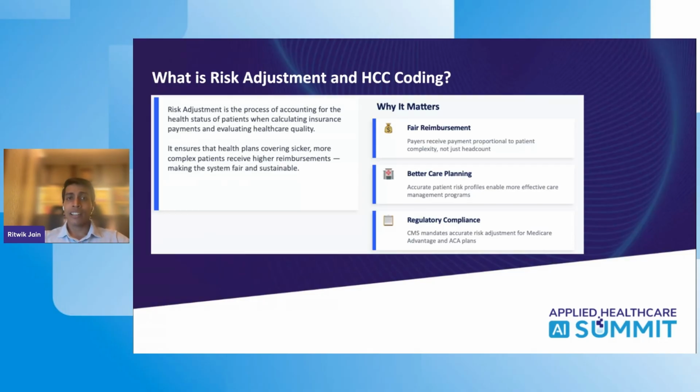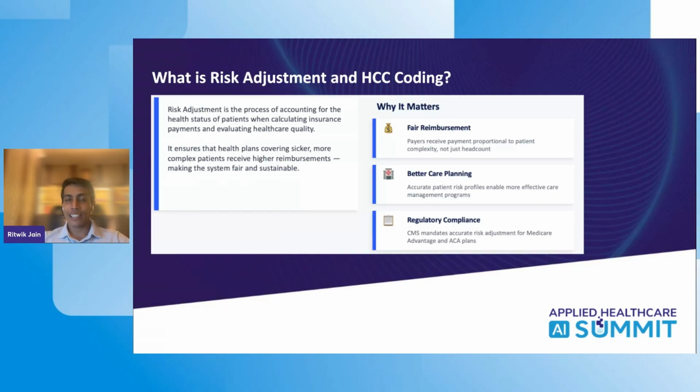Second, better care planning. When a patient's risk profile is accurately documented, care teams can intervene earlier, manage chronic conditions more proactively, and ultimately deliver better outcomes. Accurate data drives much better decisions. And third, of course, regulatory compliance. This is not optional and is at the core of risk adjustment. CMS, the Centers for Medicare and Medicaid Services, mandates accurate risk adjustment for Medicare Advantage and ACA plans. Getting it wrong isn't just a revenue problem, it's a compliance and an audit risk.